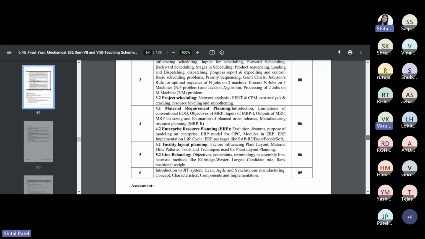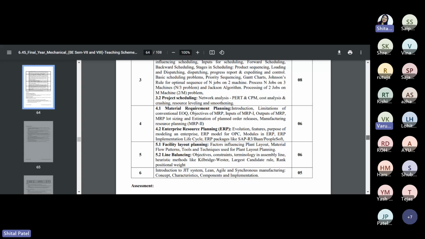The next one is ERP. So evolution, features and purpose of ERP. That can be a single question. Explain how the ERP has evolved, and then explain its features and purpose or importance of ERP in the organization.